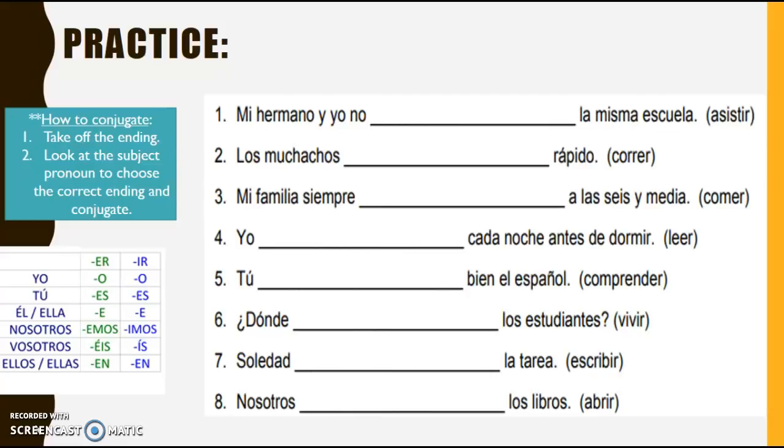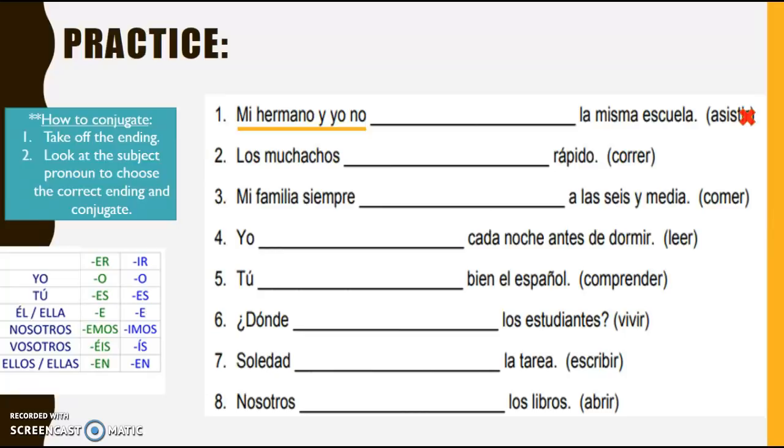Mi hermano y yo no blank la misma escuela, and our verb is asistir. So asistir means to attend. So we're saying my brother and I do not attend the same school. So my first step over there says take off the ending. Okay, so we've got our ending off, and now we're left with asist. So next we need to find out what is the subject in this sentence so we can choose a correct ending. So take a look at our sentence here, and mi hermano y yo is our subject, my brother and I, because we are the people that are attending, or in this case, not attending the same school.